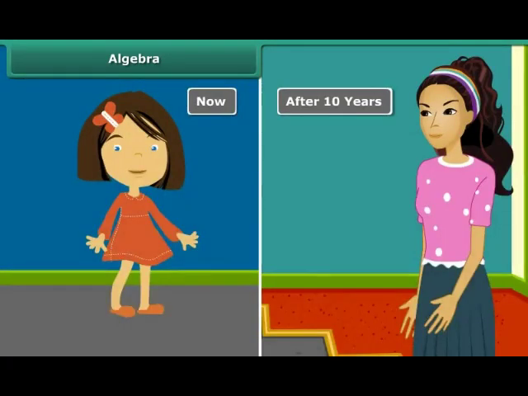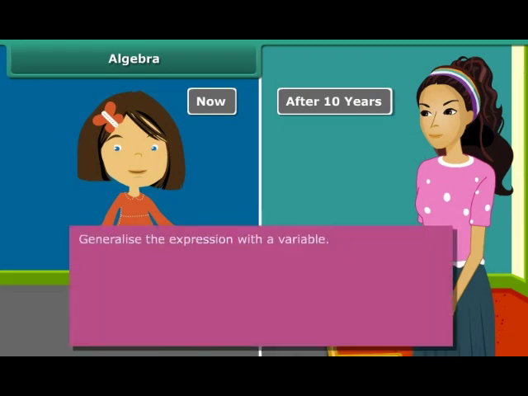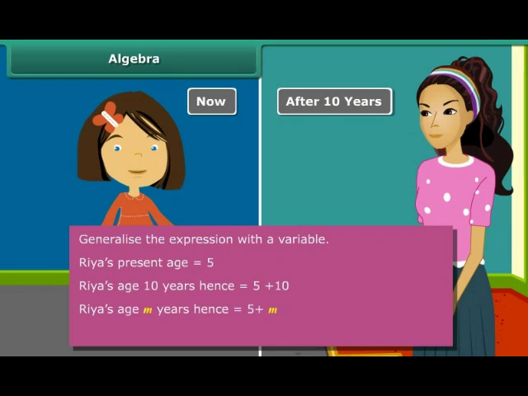Riya is 5 years old now. Express her age 10 years from now. Generalize the expression with a variable. Riya's present age is 5. Riya's age after 10 years is 5 plus 10. Riya's age m years from now, hence 5 plus m. Therefore, m years from now, Riya will be 5 plus m years old.